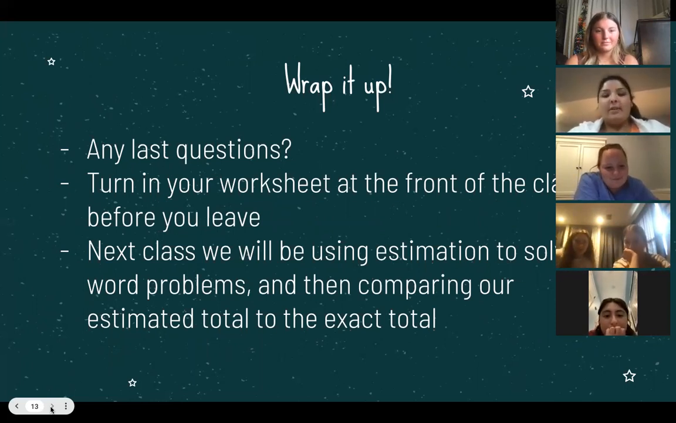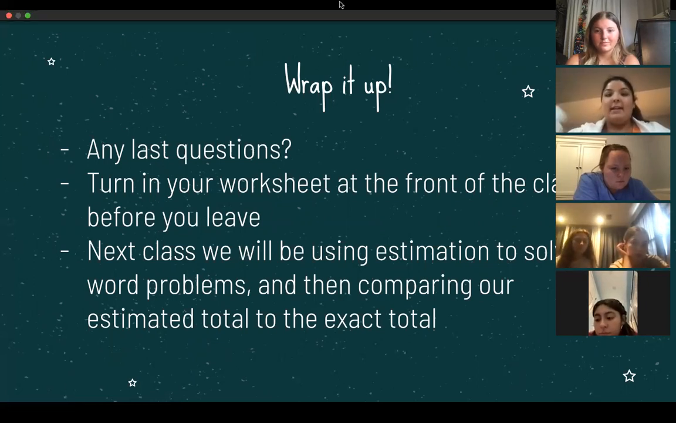Since we're on Zoom today, you're going to email me your worksheets before you leave class. Next class, we will be using estimation to solve for word problems and then comparing our estimated total to the exact total. So remember these estimations you came up with, and then next class, we are going to be going through the actual total of old trees versus young trees.